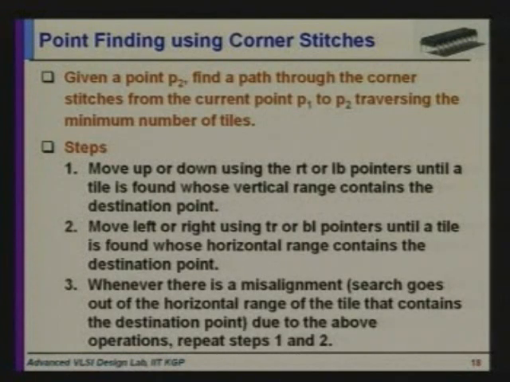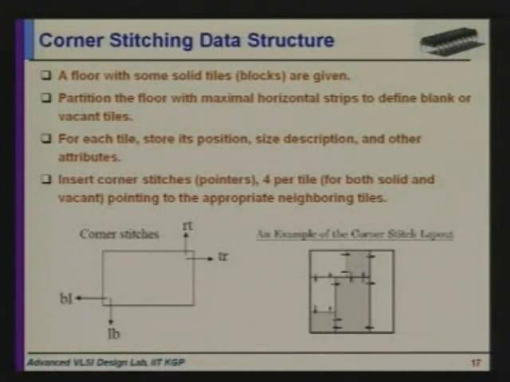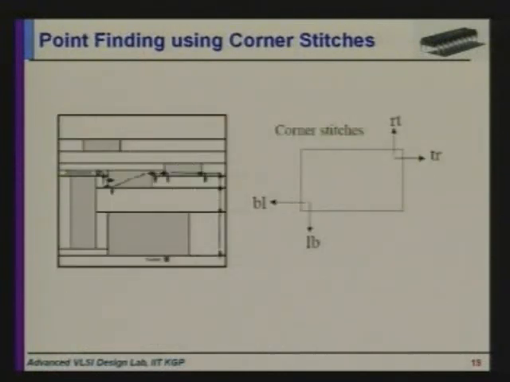See, we come to the algorithm. Move up or down using the RT or LB pointers until a tile is found whose vertical range contains the destination point. Now we move left or right using the TR or BL pointers until a tile whose horizontal range contains the point. Whenever there is a misalignment, so what is a misalignment here? If we come here, whenever we come to the tile just to the right of this, we find a misalignment.